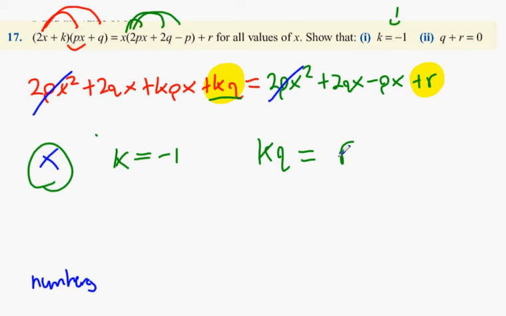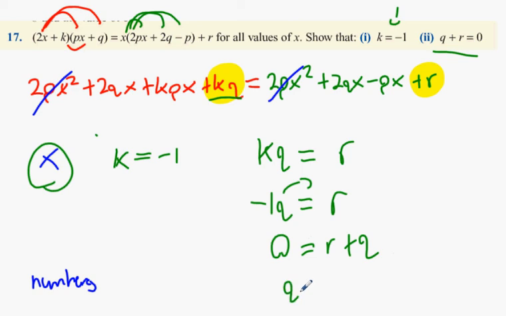What did we learn about k from earlier though? Minus 1. So minus 1q equals r. What does it want from the top of the board? It wants me to show that q plus r equals 0. So what could I do with the q? Bring it over, because there's a 0, isn't there? So I'd like to make a 0 somehow. So I get 0 equals r plus q. That's the same thing as me saying q plus r equals 0.